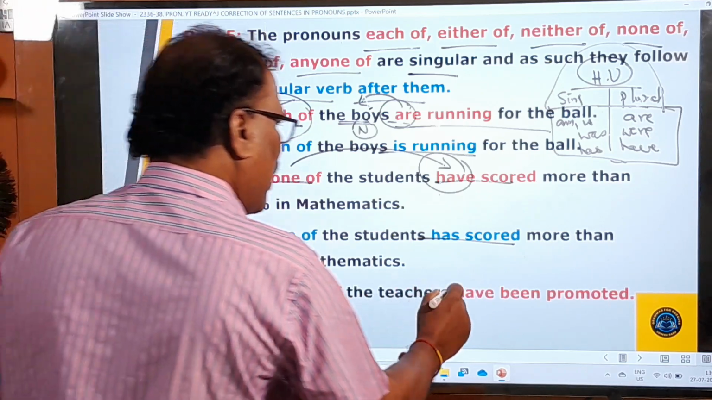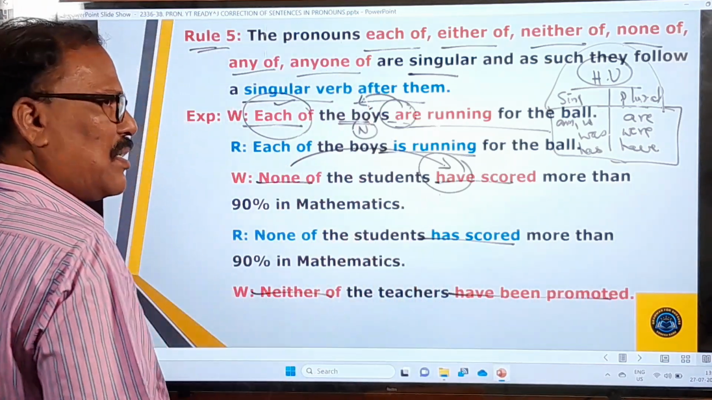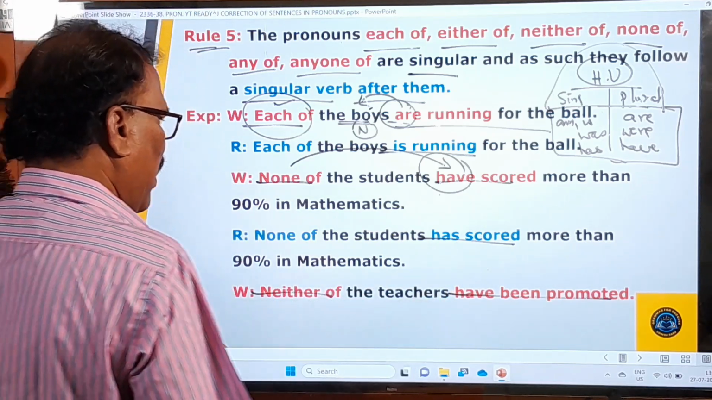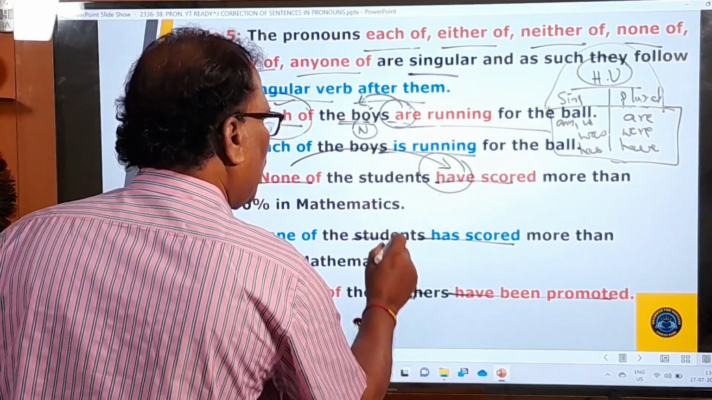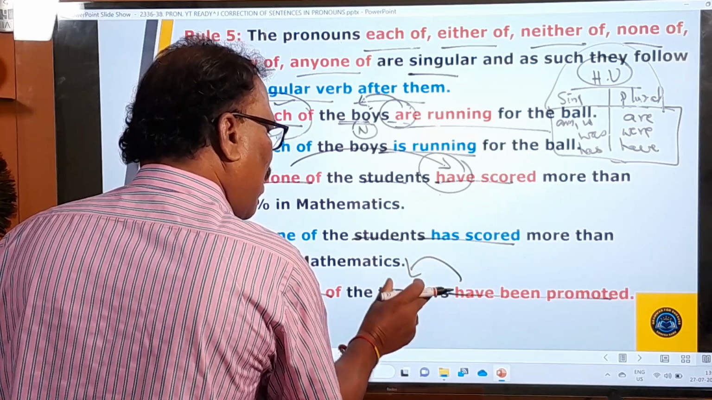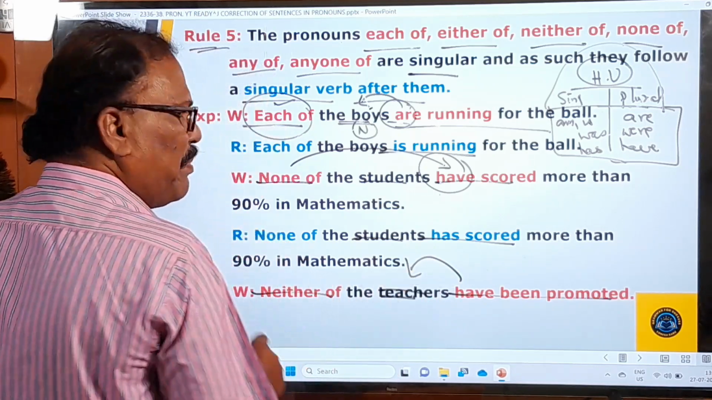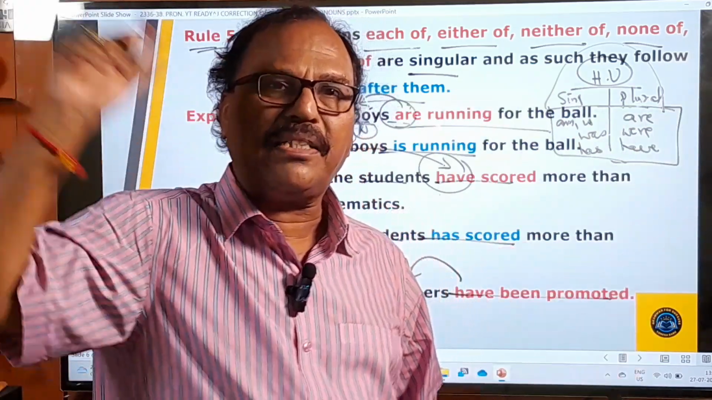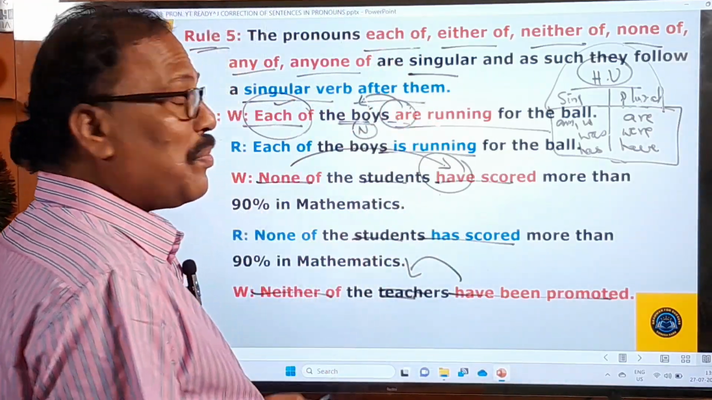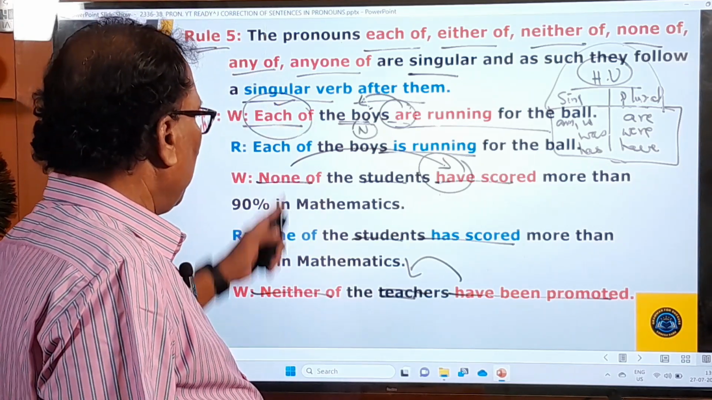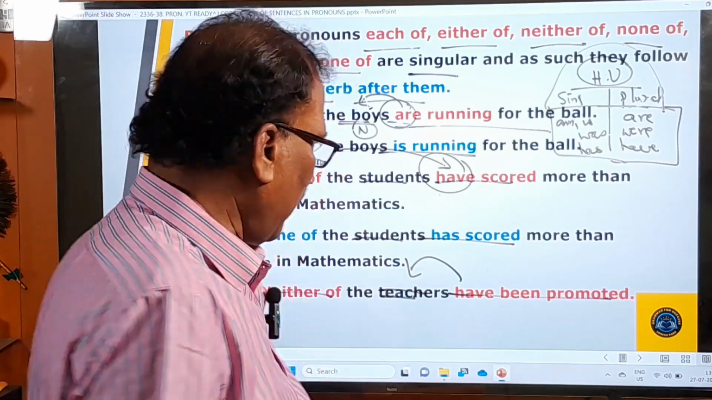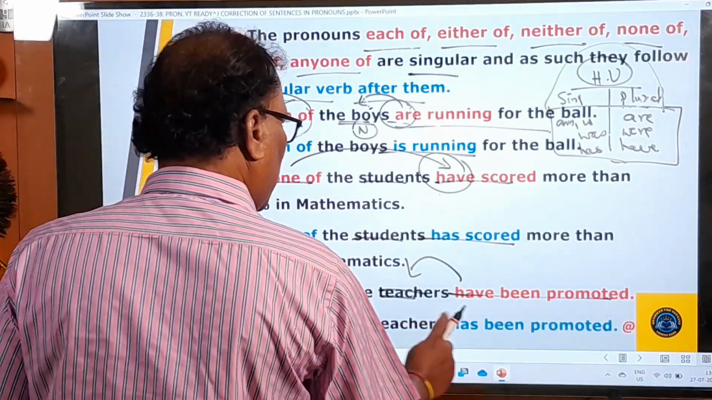And, neither of the teachers have been promoted. Neither of is also a singular pronoun, and therefore have been is wrong to use. But don't take this as the subject. Why does this kind of mistake take place? Because most of the students think of these teachers. No. When sentences begin with each of, either of, neither of, any of, any one of, such things, you must think they are all singular, and therefore only a singular verb must be used. Here also: neither of the teachers has been promoted.